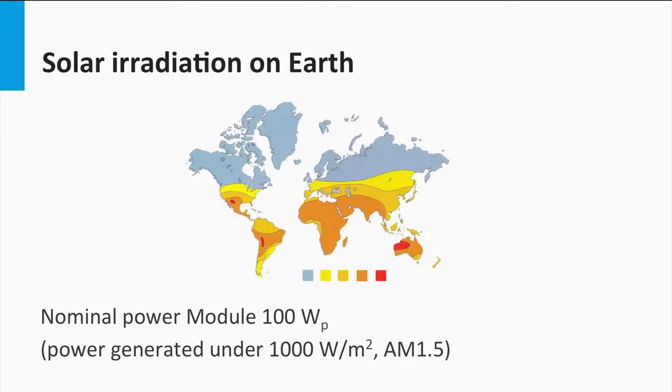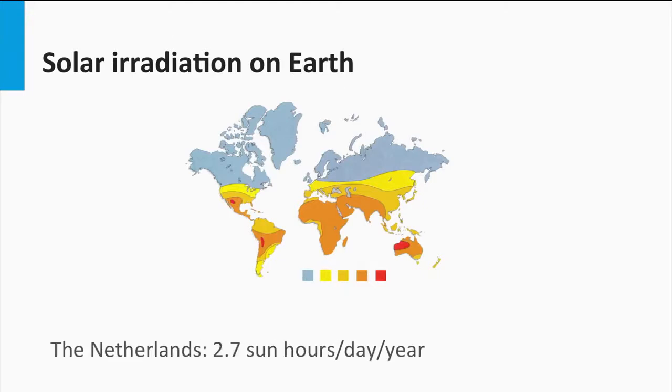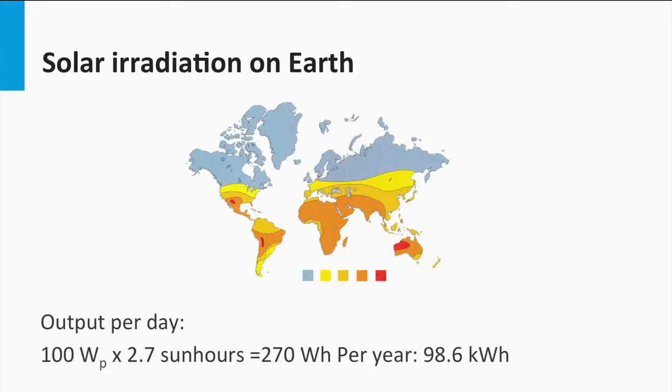How do we calculate the average energy yield of a solar module? Let's take again a module of 100 watt peak. In the Netherlands, the annual average solar irradiance is 2.7 sun hours per day. It means that a module in the Netherlands delivers 100 watt peak times 2.7 sun hours, which is 270 watt hours per day. This equals 98.6 kilowatt hours per year. In sunnier places like Spain, common irradiance can be around 4.2 sun hours per day. This means that the same 100 watt peak will deliver on average 420 watt hours per day in Spain.